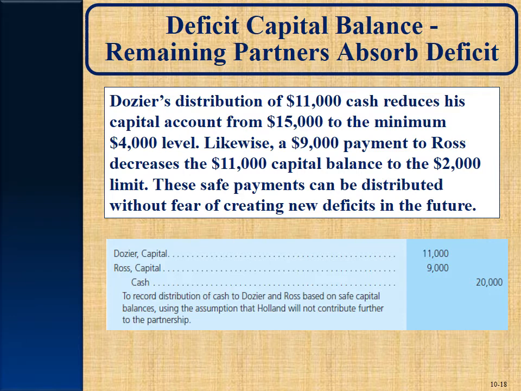And there it is. Dozier's distribution of $11,000 cash reduces his capital account from $15,000 to a minimum level of $4,000. He has to have $4,000 in there to absorb his portion of Holland's deficit. Likewise, a $9,000 payment to Ross decreases the $11,000 capital to $2,000. So these safe payments can be distributed without fear of creating new deficits in the partnership in the future, because they're not doing anything else. They're just waiting for Holland to decide if he's going to give them the cash or if they're going to have to go after him.